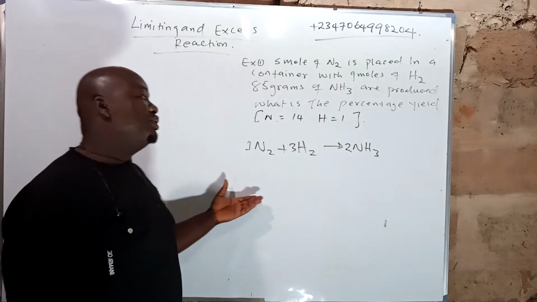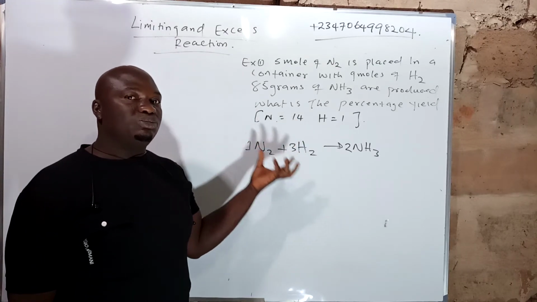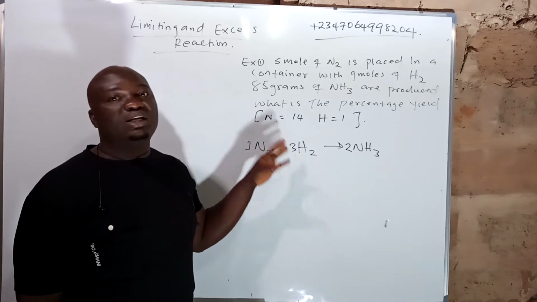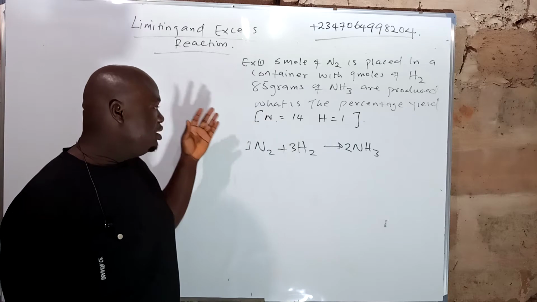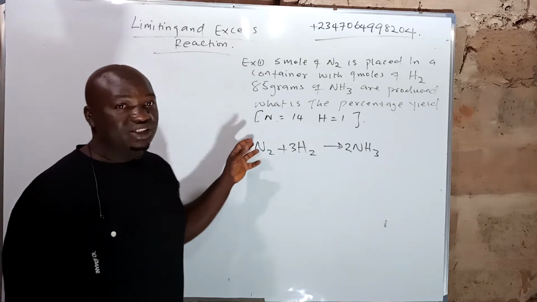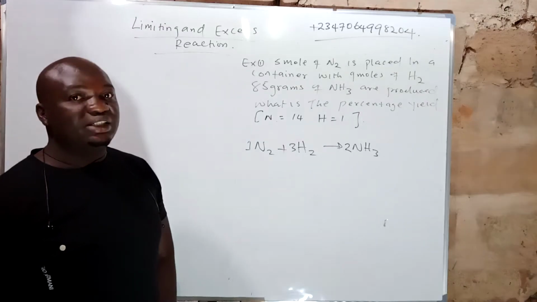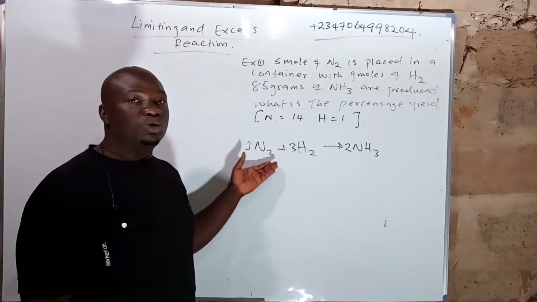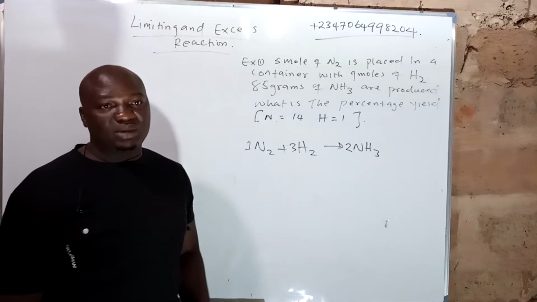Now, in this video, I'm not actually interested in the calculation aspect. I want to teach you categorically how you can simply identify which of these is your excess reactant, which of these is your limiting reactant. Now, one of the ways to do it is either you are using mole to coefficient ratio to get it, or you are using reactant masses.